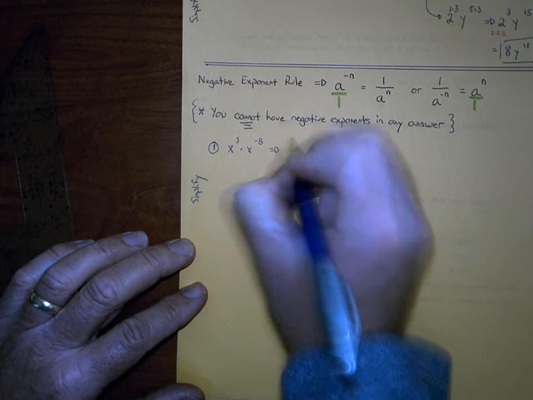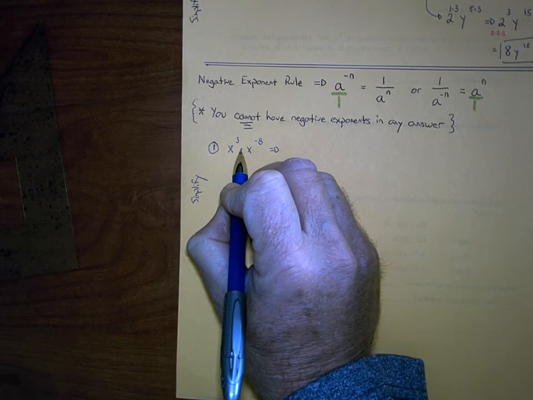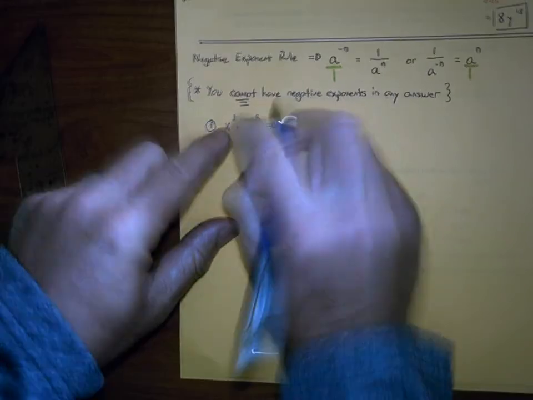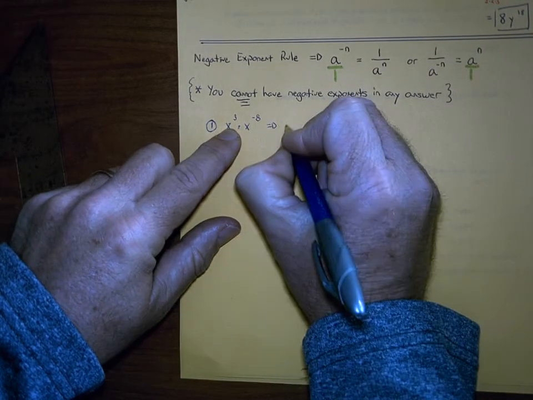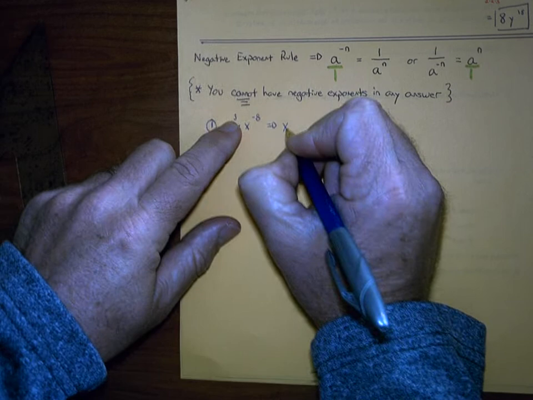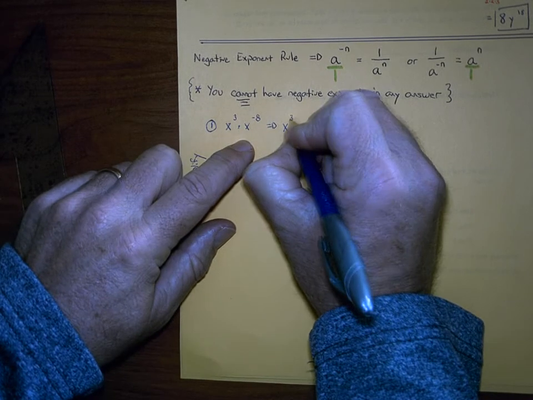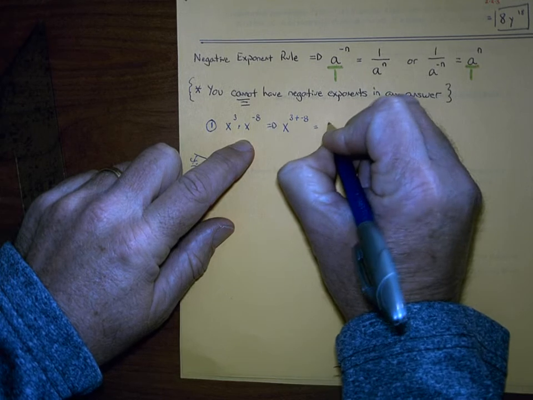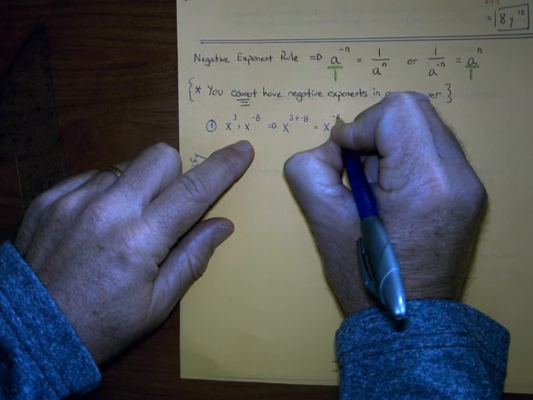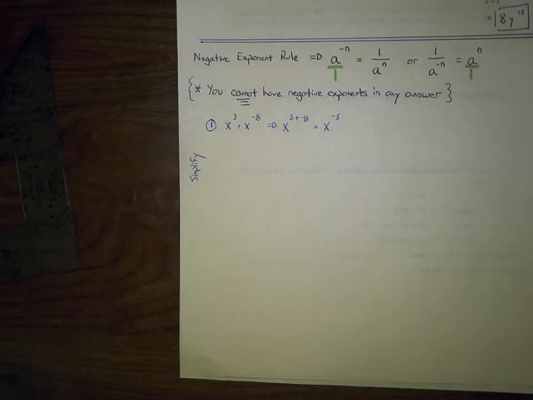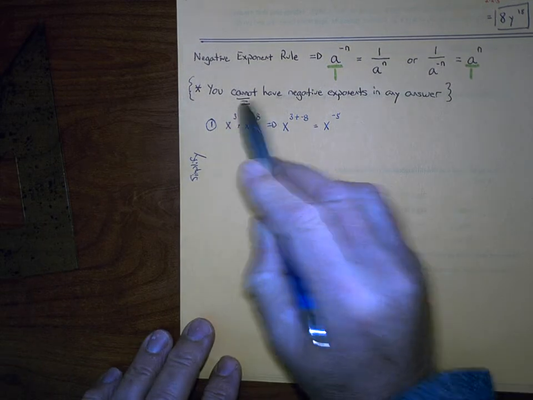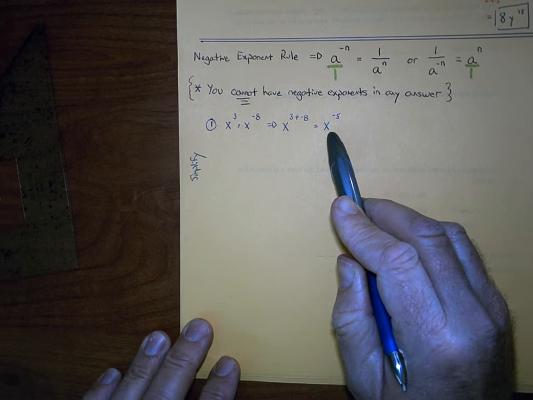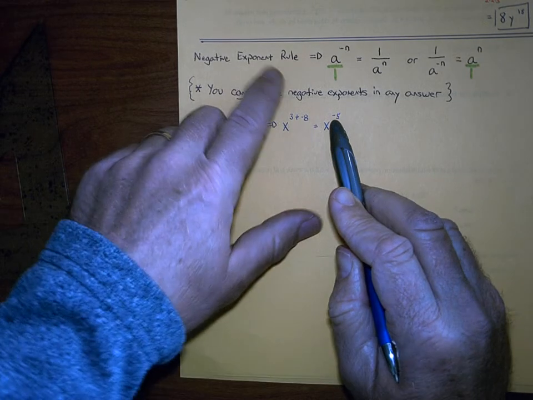Well, this is a multiplication problem, so we're going to use the product rule, which says to simplify this, we're going to merge the 2 bases together, so we're going to have a base of x, and then we're going to add the exponents up. So we're going to take the exponent of 3, add it to the exponent of negative 8, and this would be equal to x to the negative 5th power. Okay, well, once again, right here, you cannot have negative exponents in any answer. Notice my answer is x to the negative 5th power, so now I have to apply the negative exponent rule.